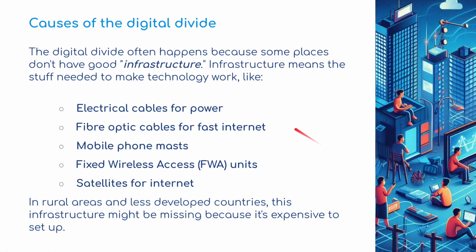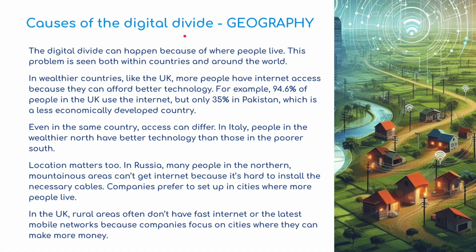Okay. So let's have a little look at the causes of the digital divide. The digital divide often happens because some places don't have good infrastructure. Infrastructure means the stuff needed to make technology work, like electrical cables for power, fibre optic cables for fast internet, mobile phone masts, fixed wireless access, FWA units, and satellites for internet. In rural areas and less developed countries, this infrastructure might be missing because it's expensive to set up in the first place.